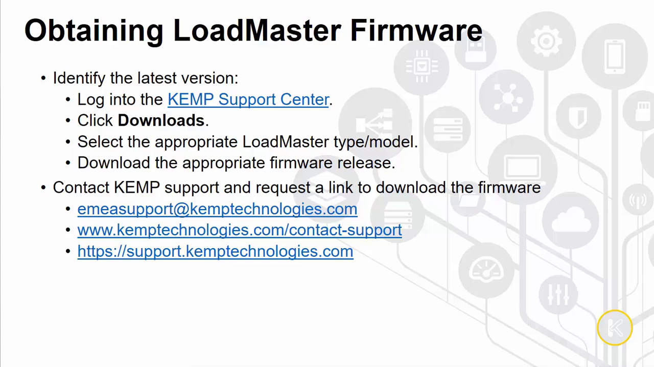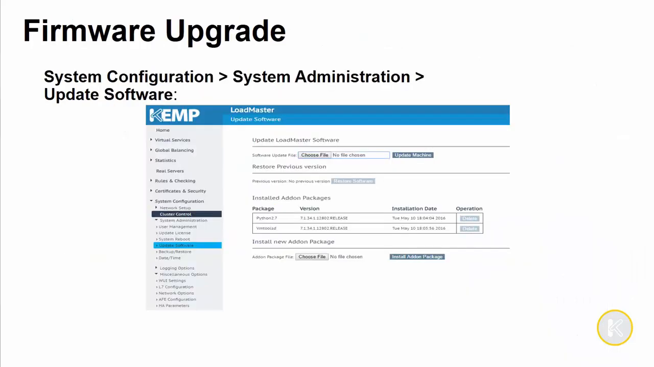You must maintain support to receive firmware updates for the Kemp LoadMaster. Simply log into the Kemp Support Center, click Download, and select the appropriate LoadMaster type and model. To update the firmware, navigate to System Configuration, System Administration, and Update Software. Choose the firmware downloaded from the Kemp Support Center and update the machine.